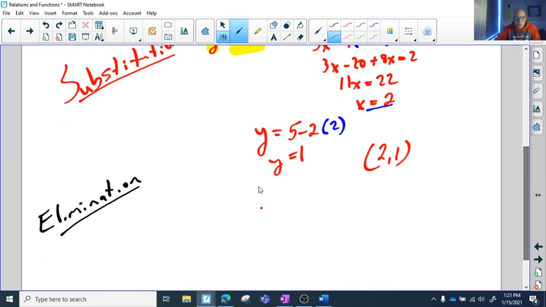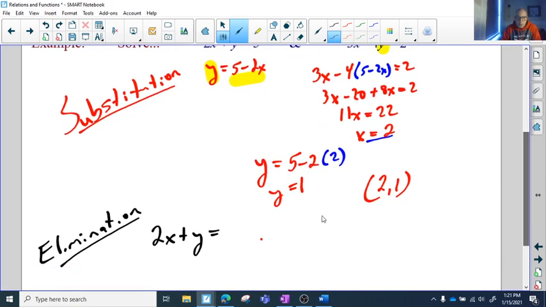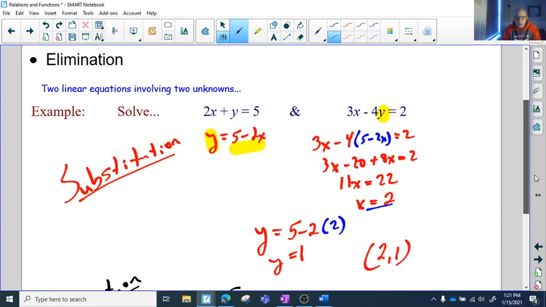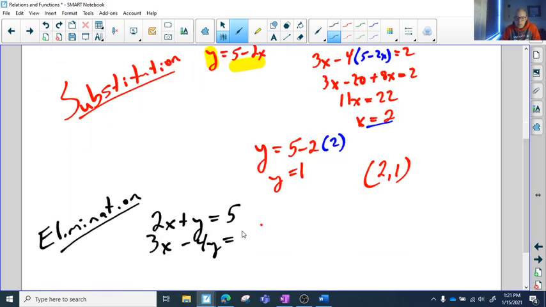Get my system down here. So elimination, what you want to do is rearrange the equations so they're in the same order. So what I mean by that is I've got x plus the y, and then it equals the number. So that's what I would want. I want the other equation to be laid out in the same pattern. X, the y, and the number. So 3x, take away 4y, is equal to, in this case, 2. So this is now our system. But I've got them lined up for what we call elimination.